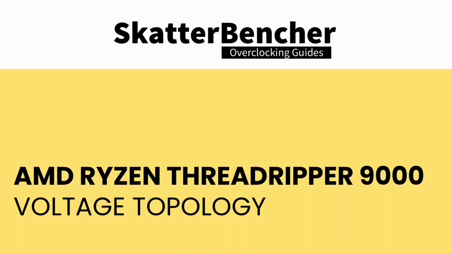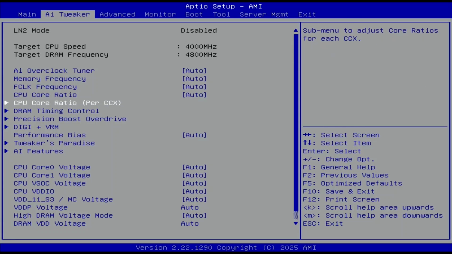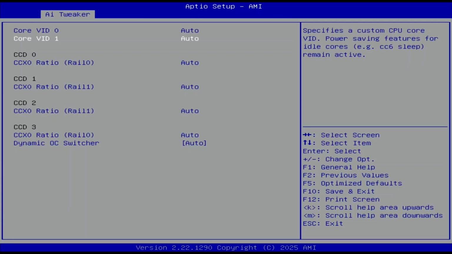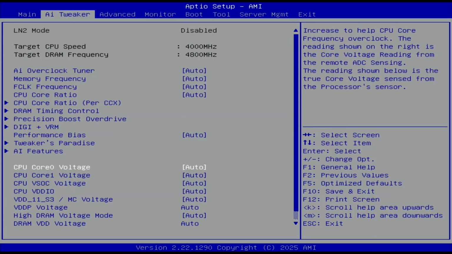The voltage of the CPU cores is provided by not one but two VDDCR CPU voltage rails. It can be challenging to figure out which cores are powered by what voltage rail. Counterintuitively, CCDs 0 and 3 are powered by VDDCR CPU 0, and the other two are powered by VDDCR CPU 1. The voltage can be configured in two ways. Either you set the target VID by programming the CPU registers, or directly set the target voltage of the voltage regulator.